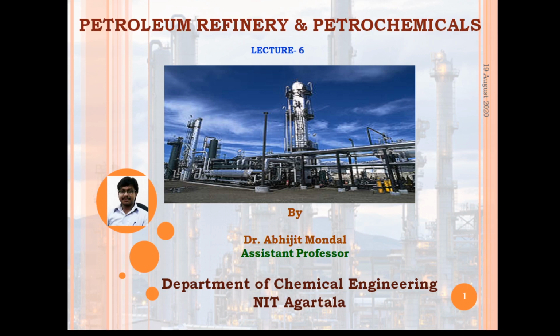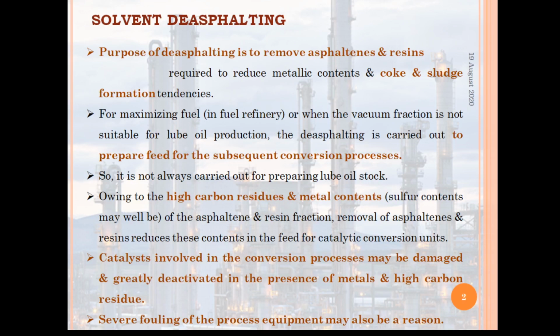Today we will discuss the propane deasphalting unit. This solvent deasphalting process is mainly used to remove the asphaltenes and resins, which are the heavier fractions that come out from the vacuum distillation unit, and which is required to reduce the metallic contents and coke and sludge forming tendency. So the purpose of deasphalting is to remove asphaltenes and resins.